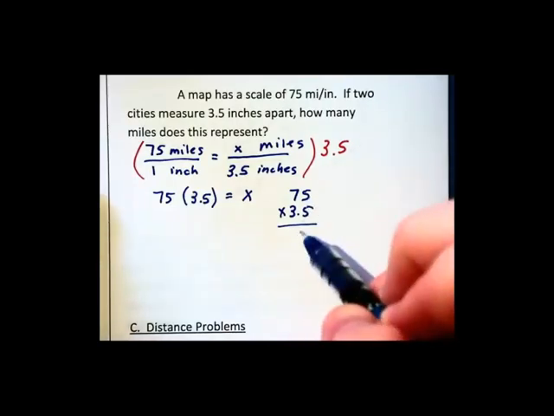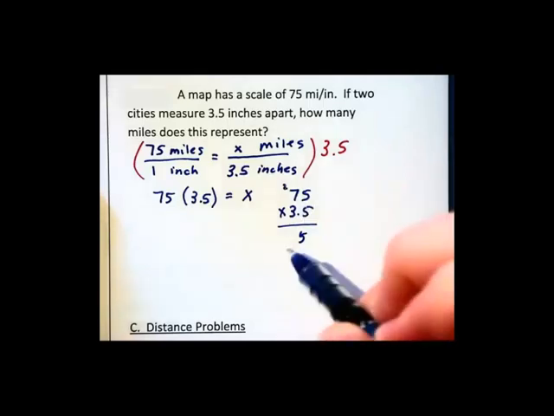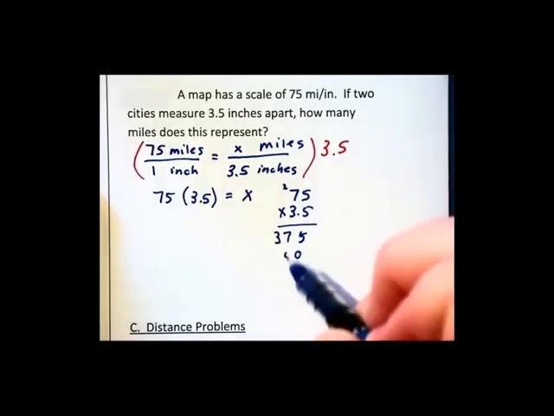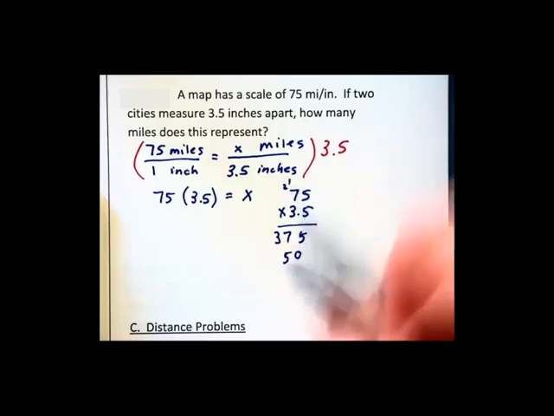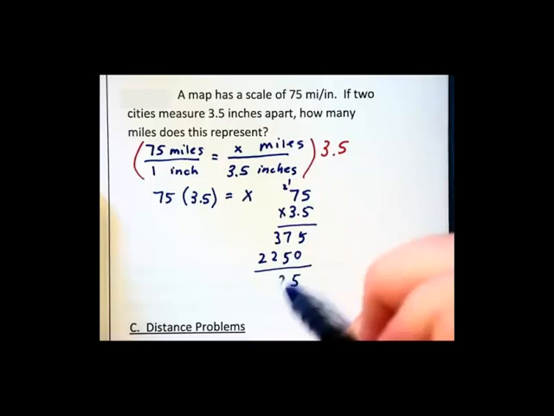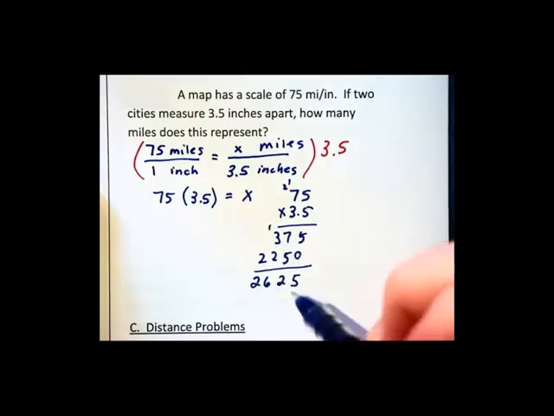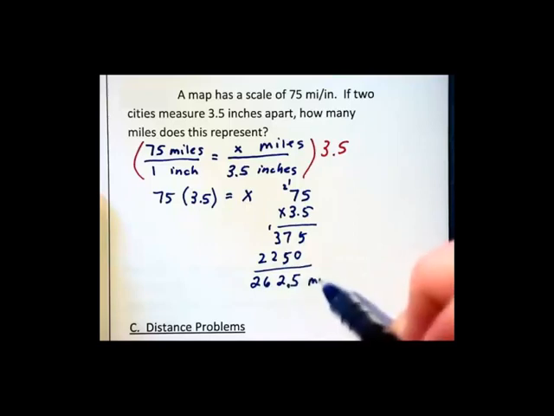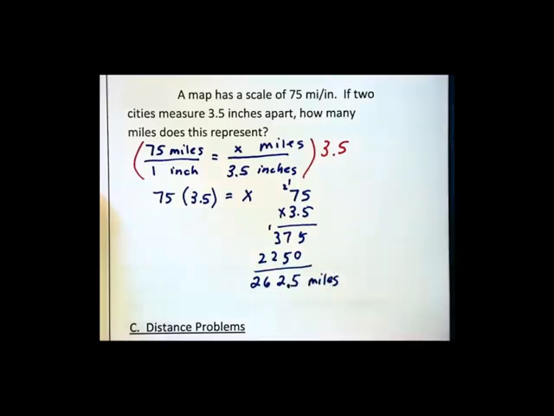5 times 5 is 25, carry the 2, 35 plus 2 is 37, put our 0 down there. 3 times 5 is 15, carry the 1, 21 plus 1 is 22. We get 5, 2, carry our 1, 6. 262.5 miles would be the actual distance.